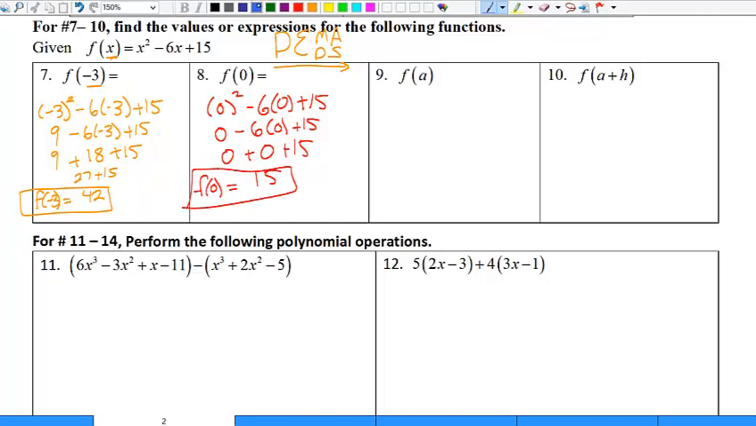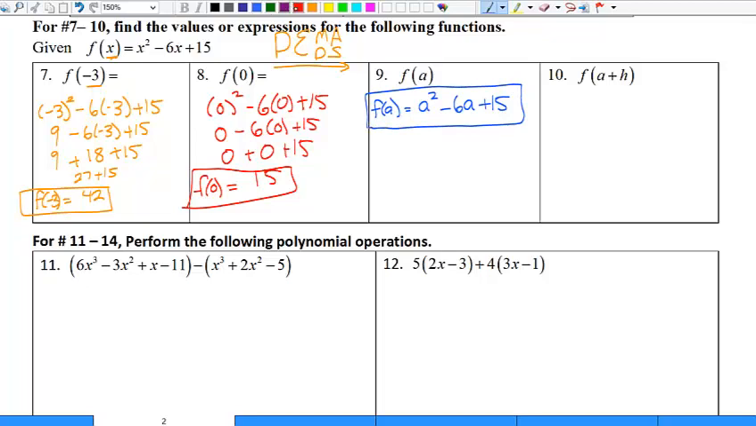The next one is the easiest one of them all. F of a. I know a lot of people get scared on this one, but it's really not that bad. Anytime you see an x, you just plug in an a. So a squared minus 6a plus 15. Now, there's nothing to reduce here. There's nothing to combine like terms. You are done. All you're doing is replacing one variable with a different variable.